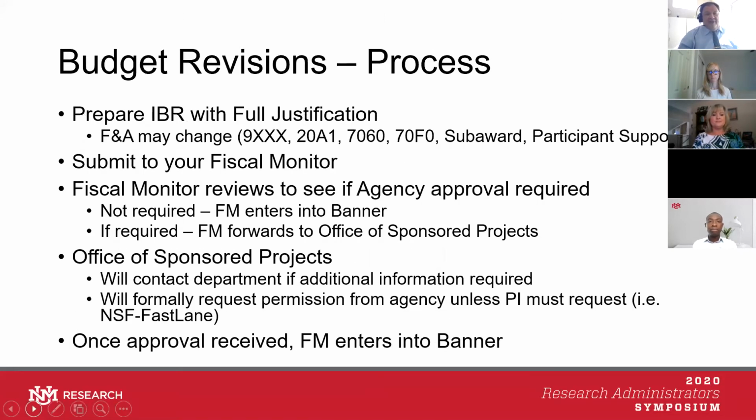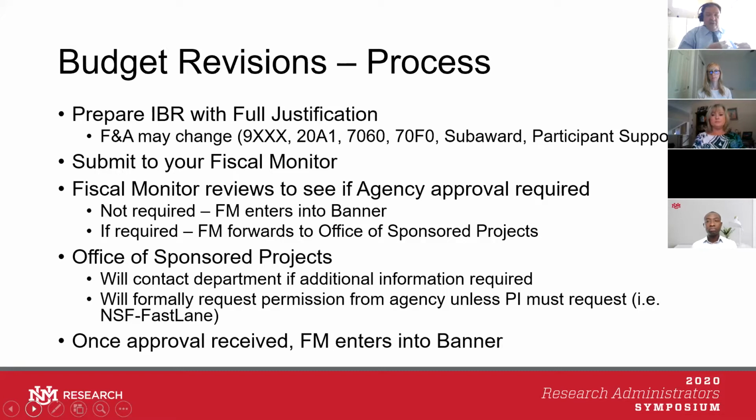Now, the actual process to do a budget revision is to prepare an IBR, an internal budget revision. This is actually on our website, so you can get it from there. What you do is you prepare the IBR, and you're also preparing a full justification as to why you're making these budget adjustments. When you prepare it, though, remember that if you're changing things in certain account codes, it's going to affect F&A. For example, the account code 9000, which is equipment, tuition, compensation, rentals, subaward account codes, participant support account codes. All those are excluded from the F&A calculation.